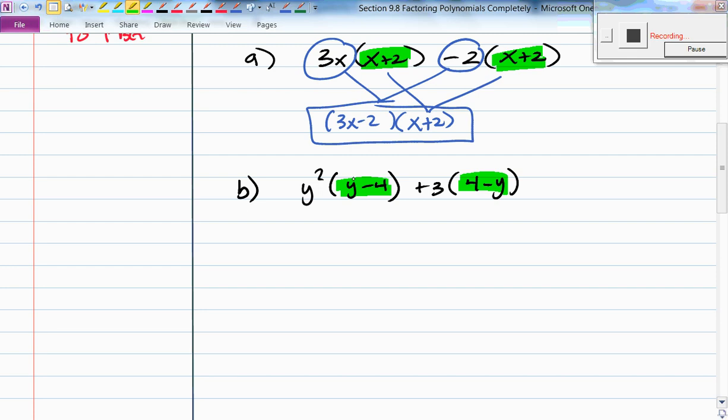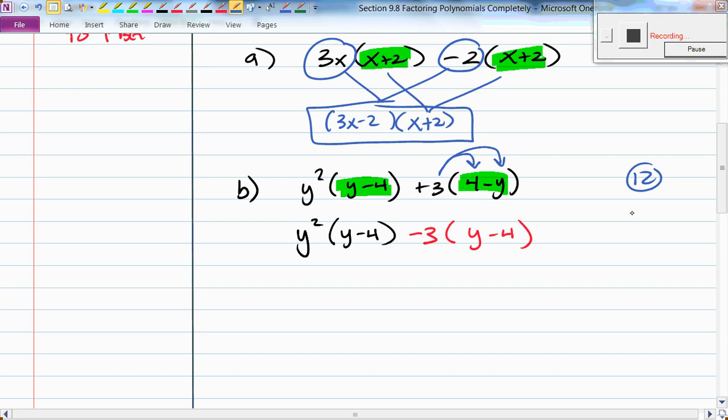Do you notice that the y over here is positive and the y over there is negative? She said, well, if you multiply by negative 1, then you'd have it. So if I had y squared times y minus 4, if I multiplied this whole piece by a negative 1, then I could factor out a negative 3. And that would leave me with a y minus 4. Now, if you don't believe me, here's what we can do to check. What is 3 times 4? That's a positive 12. And what's 3 times a negative y? A negative 3y. So do I have those same terms here? What's a negative 3 times a y? A negative 3y. So that matches up.